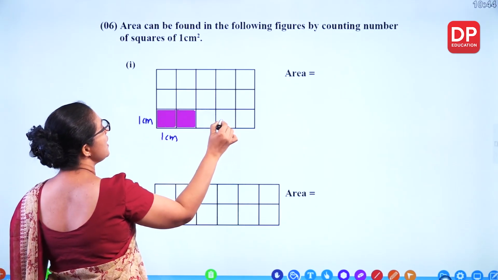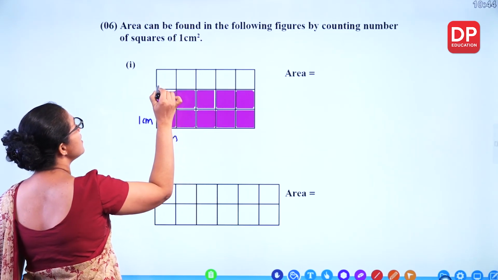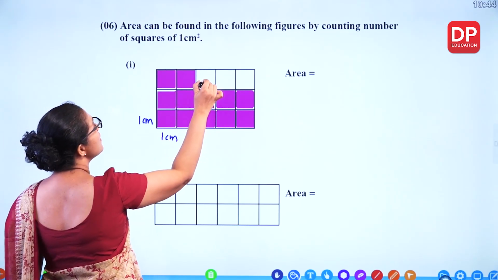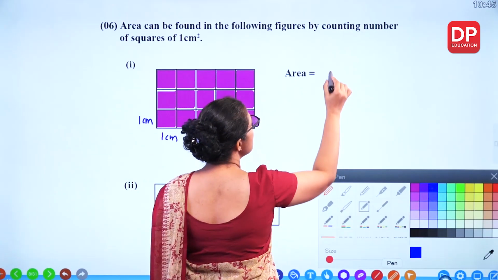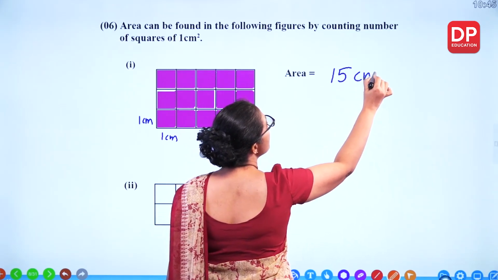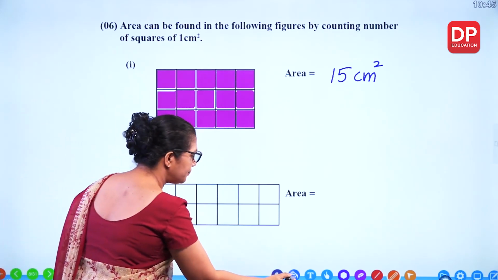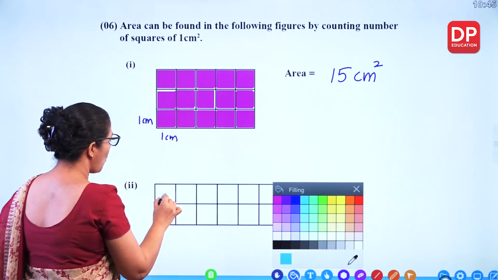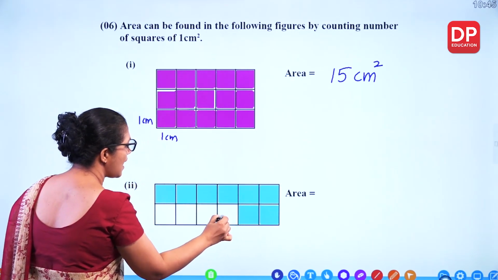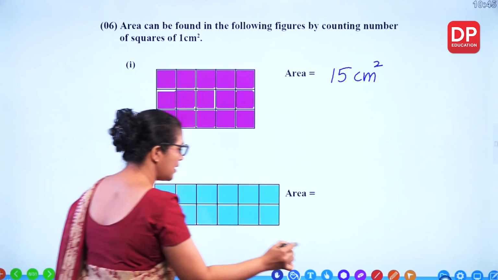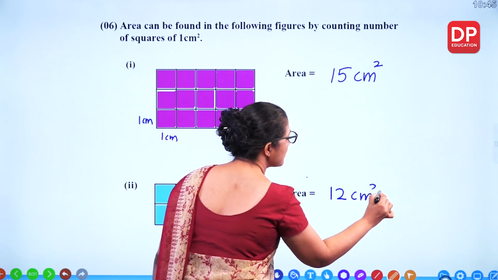1, 2, 3, 4, 5, 6, 7, 8, 9, 10, 11, 12, 13, 14, 15. 15 1-centimeter squares are there. So the area is 15 square centimeters. This one. 1, 2, 3, 4, 5, 6, 7, 8, 9, 10, 11, 12. 12 squares are there. 12 square centimeters.